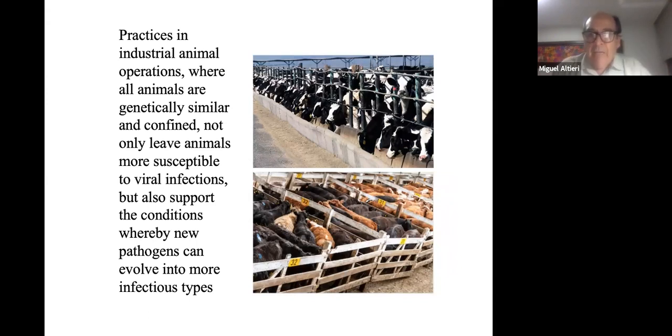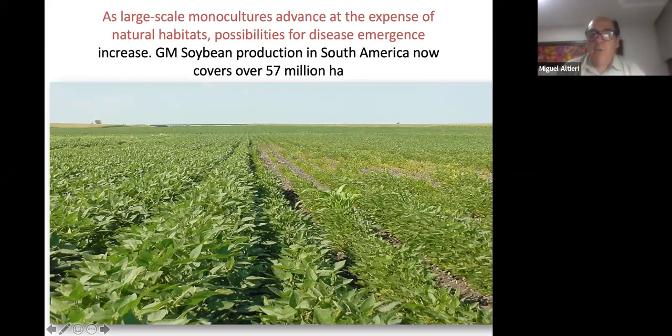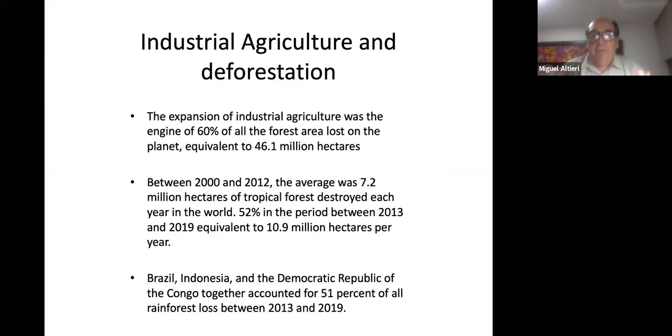And there are big arguments that perhaps COVID-19 was associated with this, or more than that, due to the advance of monocultures at the expense of natural forest. For example, industrial agriculture is causing huge deforestation at the global level. The expansion of industrial agriculture was the engine of 60% of all the forest area lost on the planet, equivalent to 46.1 million hectares per year, okay? Between 2000 and 2012, the average was 7.2 million hectares of tropical forest destroyed each year in the world, and 52% in the period between 2013 and 2019, equivalent to 10.9 million hectares. And guess what? The leading countries, Brazil, Indonesia, and the Democratic Republic of Congo, account for 51% of the world's deforestation.